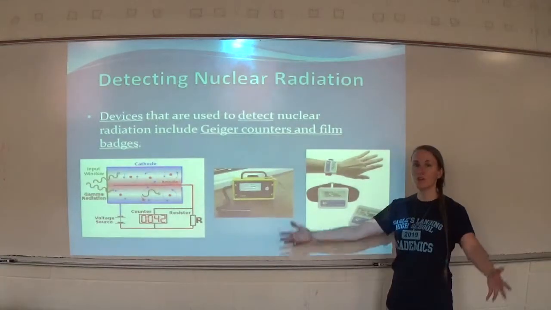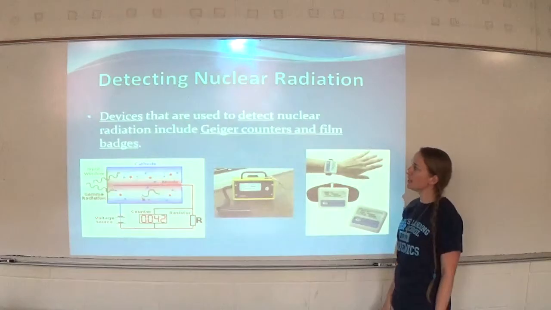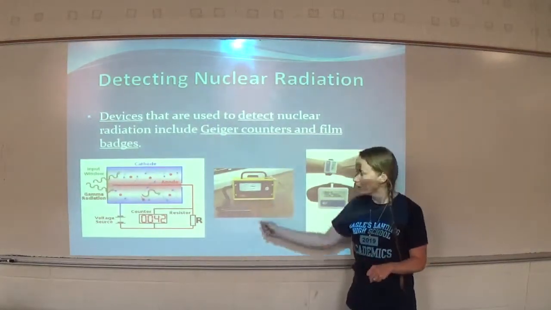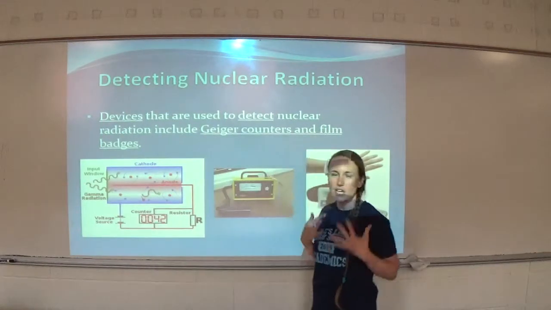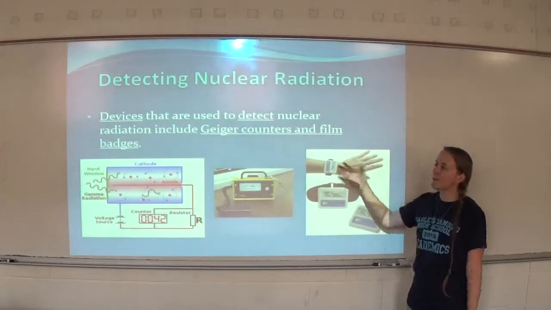So how do we know that radiation is occurring? Well, there are devices that can be used to detect it, like a Geiger counter. You may see that on TV, where they walk around and scan, and you hear this clicking, and they're in their suits and everything. That's a Geiger counter. Some places they have a film badge.